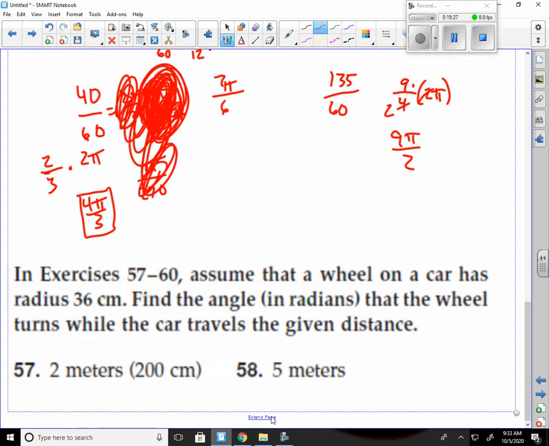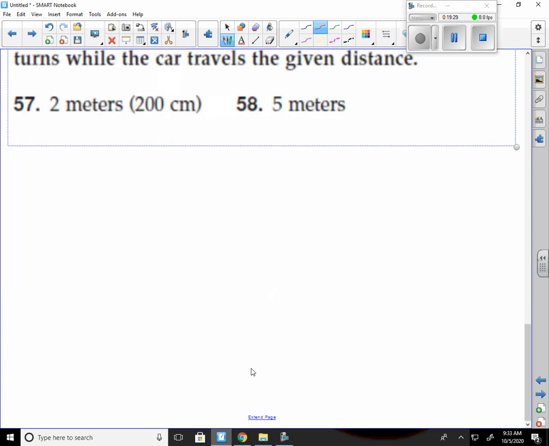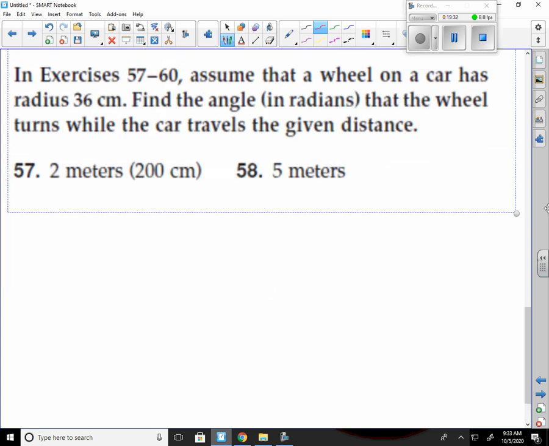These last ones were a little easier than even those ones were. All we had to do was remember that our arc length is equal to theta times the radius. So all we're trying to do is find theta. Our arc length would be the 2 meters that has occurred, which is 200 centimeters, equals theta times the radius, which is 36. So to solve for theta, I just divide by 36.